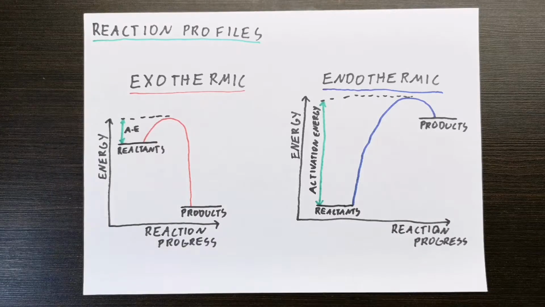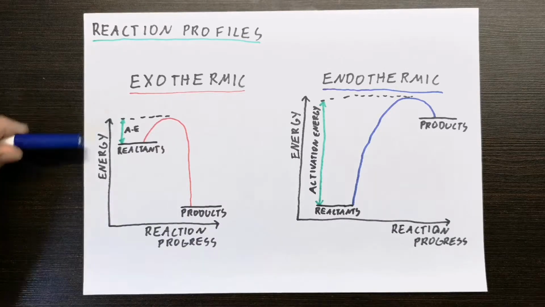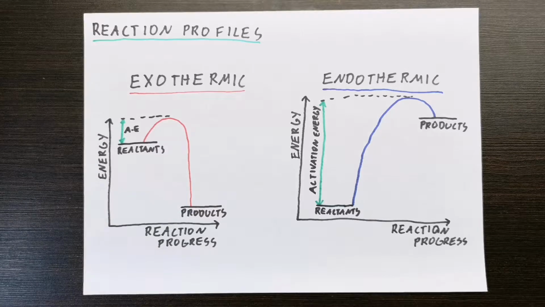So here's the reaction profile graph for a typical exothermic reaction. First of all, on the y-axis we have the energy stored in the molecules, be they reactants or products. Whereas on the x-axis, horizontally, we have the reaction progress, so simply the time, the way the reaction progresses.